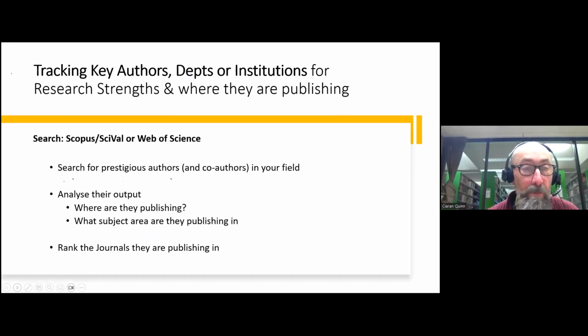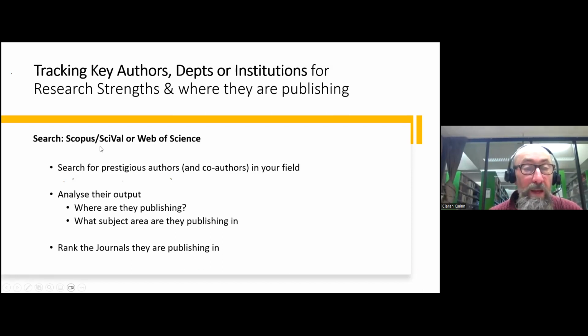Now, the other side of things is, tracking individual journals is very useful. What you can also do, as I mentioned at the start, is track key authors, departments, or institutions for research trends and where they are publishing. So again, if you knew a certain university was strong in a certain area or a certain academic, you can go in and analyze them.